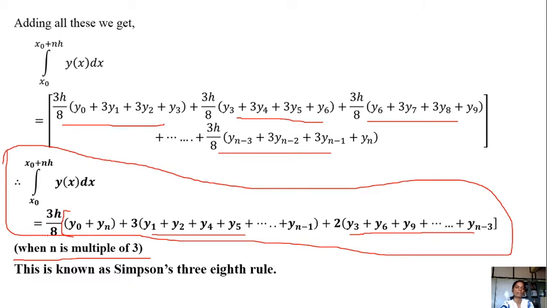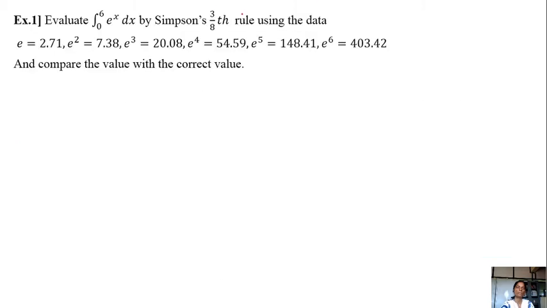3 by 8 is there, and therefore this formula is Simpson's 3/8 rule. In Simpson's 1/3 rule, 1 by 3 was there in the formula, and that's why that formula was called Simpson's 1/3 rule. Now this is Simpson's 3/8 rule. So remember this formula, and you have to make your own trick to remember these integration formulae. So let us see an example based on Simpson's 3/8 rule.